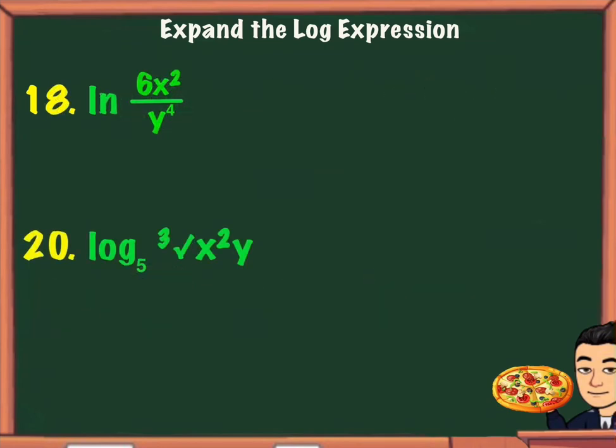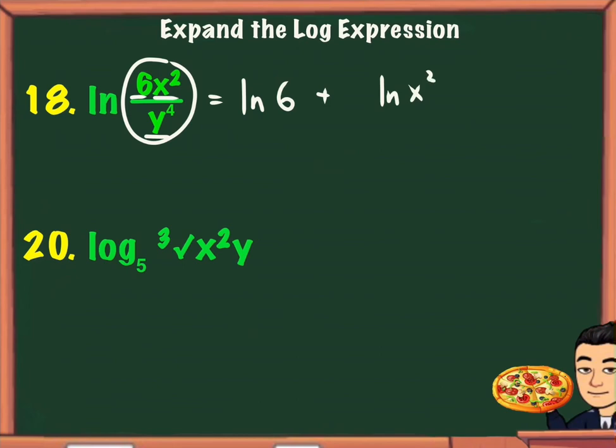So let's look at number 18. We got the argument, which is 6 multiplied by x squared divided by y to the 4th power. So when you guys are expanding this, you can rewrite this as natural log of 6 plus natural log of x squared minus natural log of y to the 4th power. So if you use the power property, you can bring the 2 to the front and bring the 4 to the front.